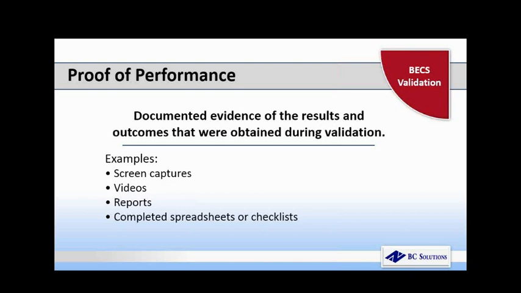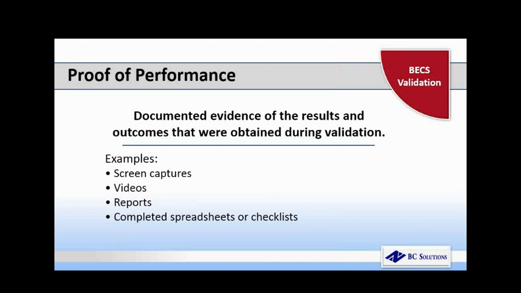Another element that should be included as part of your validation documentation is the proof of performance, which is the documented evidence of the results and outcomes that were obtained during the validation. And the proof of performance should always be linked to the test cases, to the validation script, and to the requirements. You want to show how you validated that requirement, what was the actual system response when you did a validation for that requirement. And they should always be included as part of your overall validation documentation.